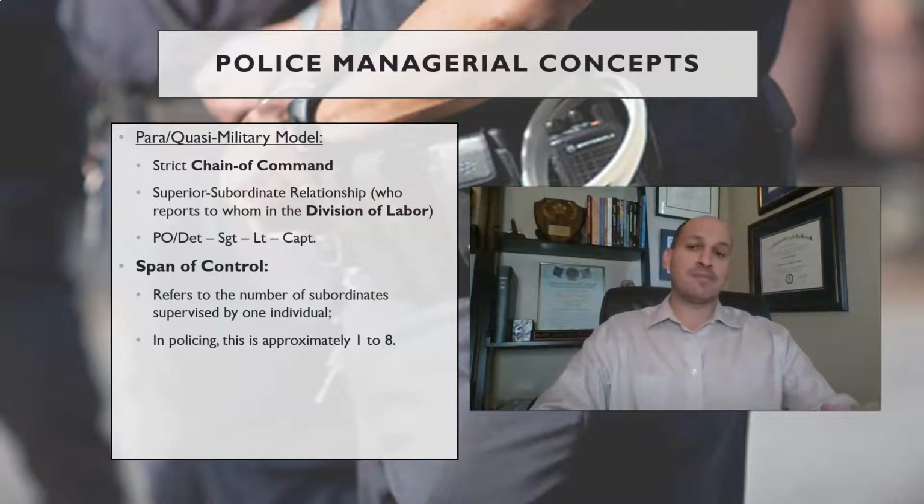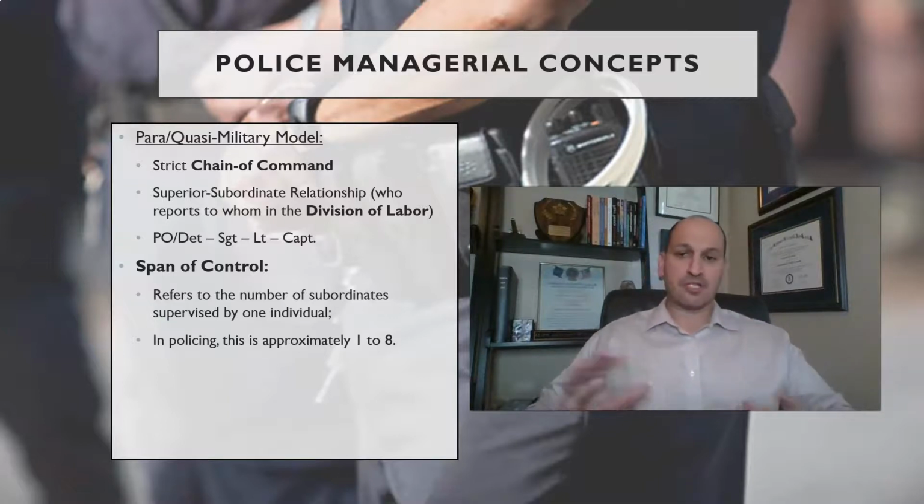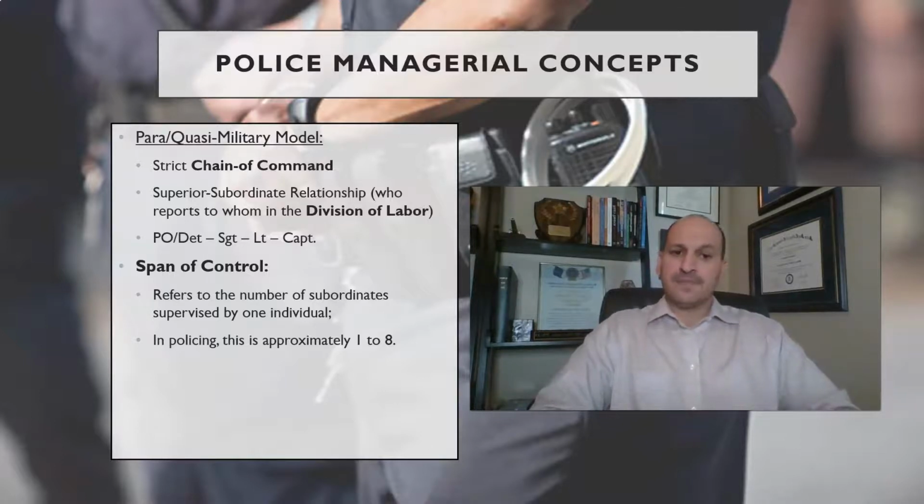So in this paramilitary, quasi-military model, you have a very strict chain of command, and it relates to the idea of division of labor. So there's a superior-subordinate relationship, and that's who reports to whom in this division of labor. In this chain of command, you have police officers and detectives, sergeants, lieutenants, and captains. Now, I'm going to express to you something that many of you will find unbelievable, but it's actually true. And the reason many of you will find it unbelievable is because what you see on TV and in movies and popular media gives a false impression of this. And this isn't necessarily true in all police departments, but it is in most.